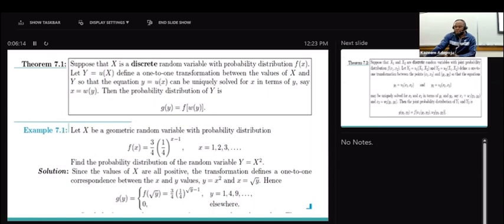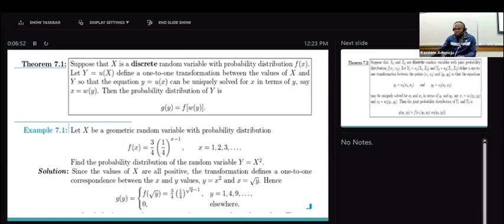Now, I want to walk you through this example. It's also in the lecture note for Wednesday. You have a discrete probability distribution. X follows a discrete probability distribution, as you can see. And they ask you to find the probability distribution of a random variable Y that is equal to X squared. The X itself is a random variable that follows a geometric distribution having a state space of 1, 2, 3, 4, and so on to infinity.